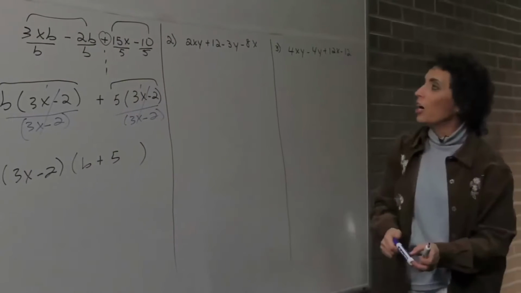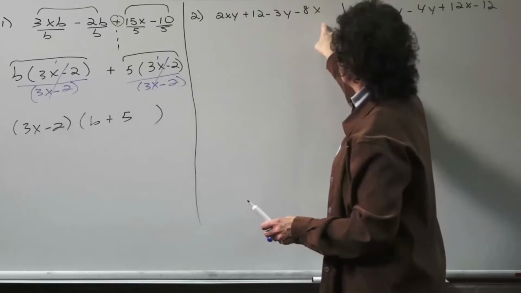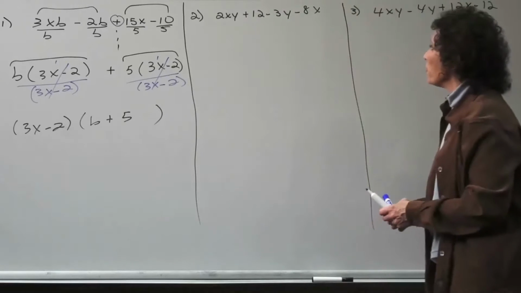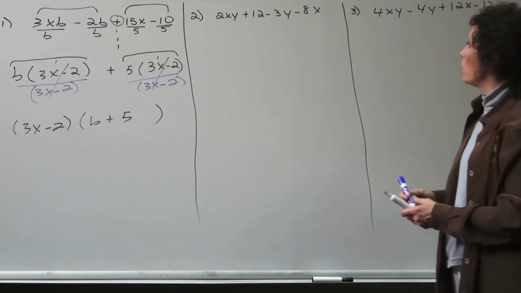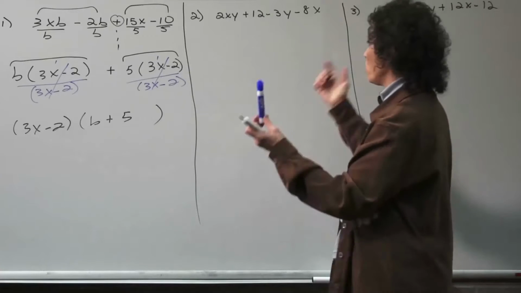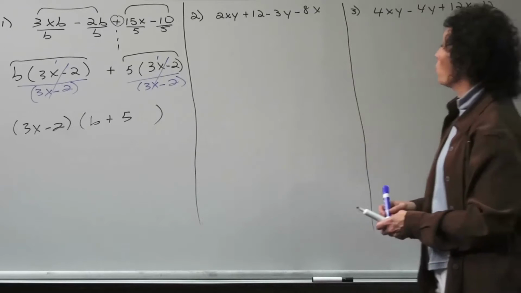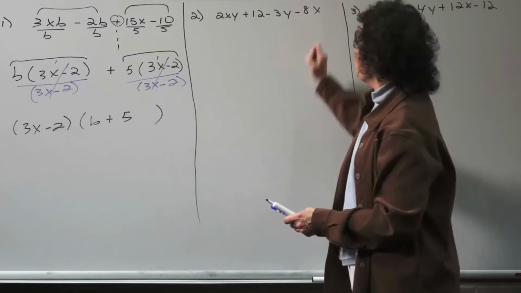Let's try 2. Okay, number 2. Look for a GCF in all your terms. Nope. This 3y kind of makes it not happen. Okay? There's an 8 there. 3 doesn't go into 8. No numbers go into all of those. X's, they don't all have X's. They don't all have Y's. So, all right. Now, count our terms. There are 4. 1, 2, 3, 4. I'm going to group them.